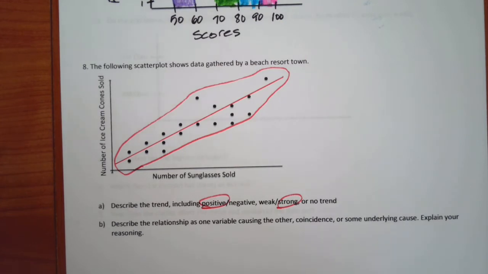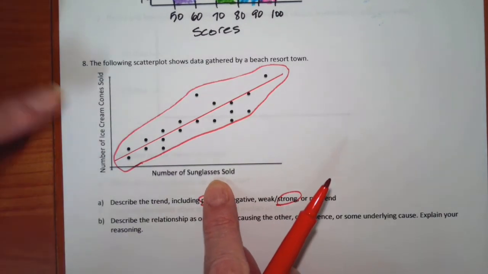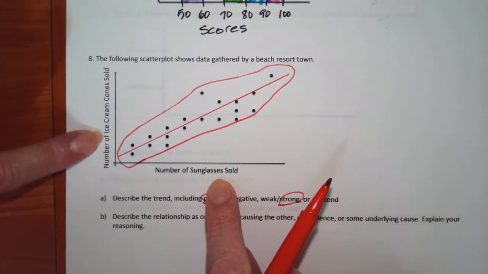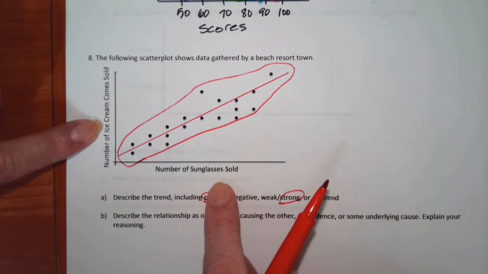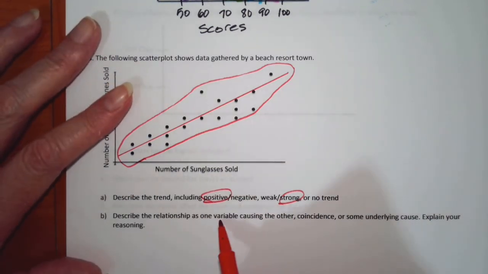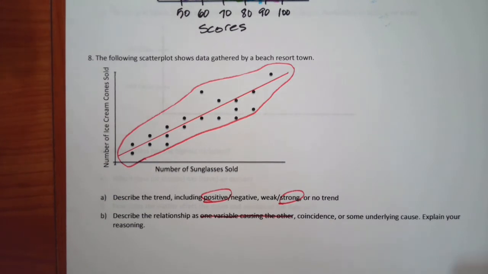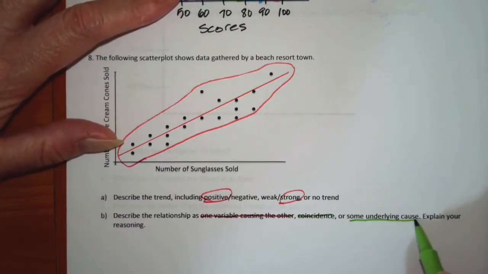Okay, so let's see. Let's describe the relationship as one variable causing the other, coincidence, or some underlying cause. Well, selling sunglasses does not directly affect the number of ice cream cones sold. The number of ice cream cones sold does not directly affect the number of sunglasses sold. So one variable does not cause the other. I do think it's more than a coincidence, because I think there is a common underlying cause.